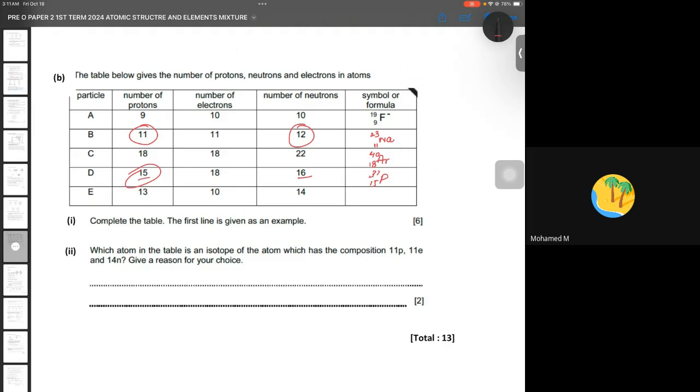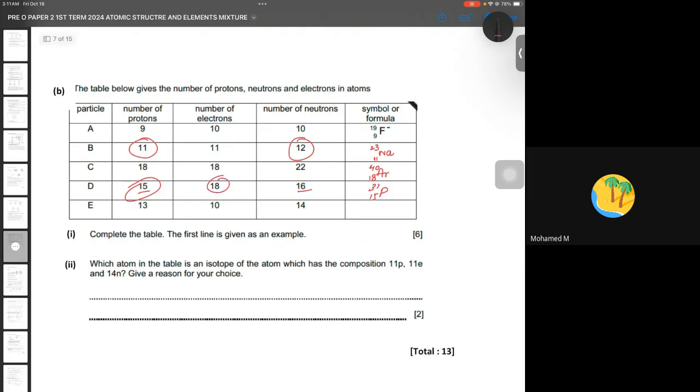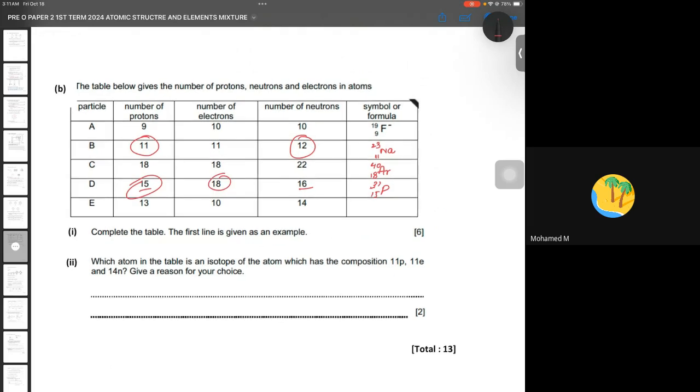Is there any charge? You will say yes. If I ask how much charge it would be having, you would say it has more electrons than protons. How many more electrons does it have? You would say 3. So I would write 3 minus.